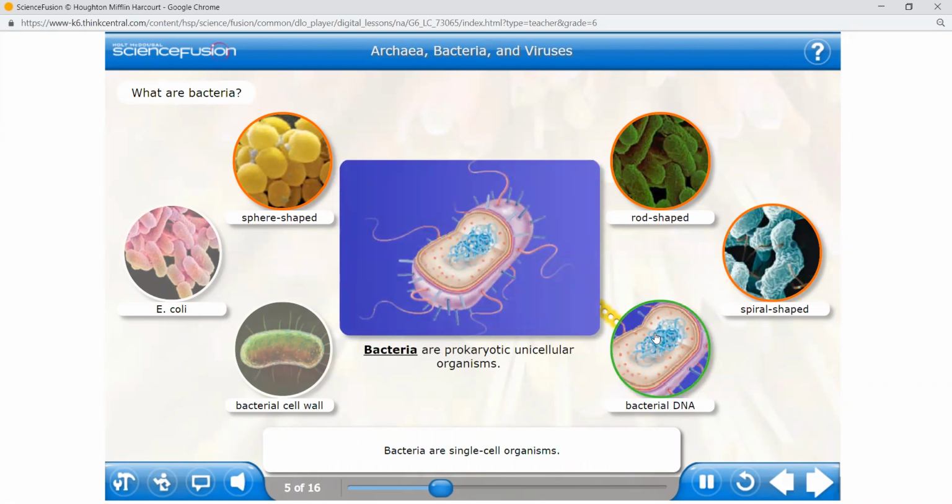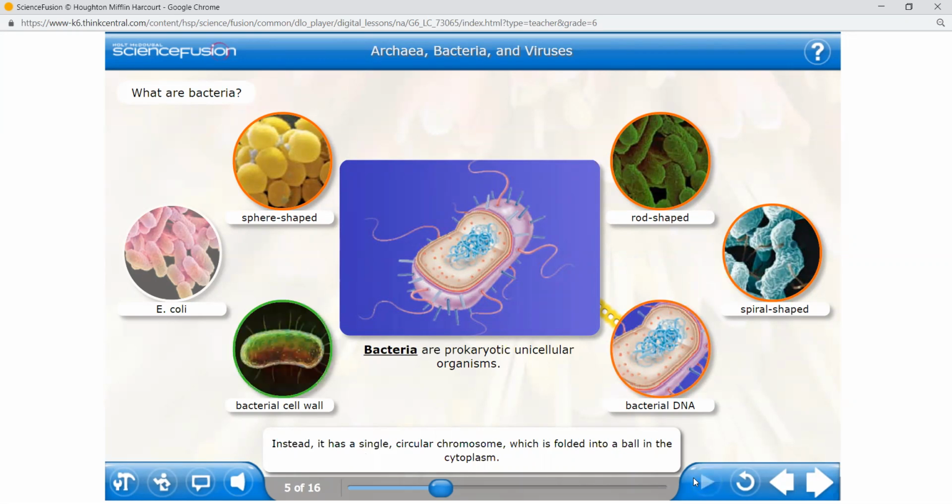Bacteria are single-cell organisms. They are prokaryotic, meaning that a bacterium does not have a nucleus. Instead, it has a single circular chromosome. Now girls, tell me, when I say it doesn't have a nucleus, where is the DNA in the prokaryotic cell? In the cytoplasm. Very good. It has a single circular chromosome which is folded into a ball in the cytoplasm.